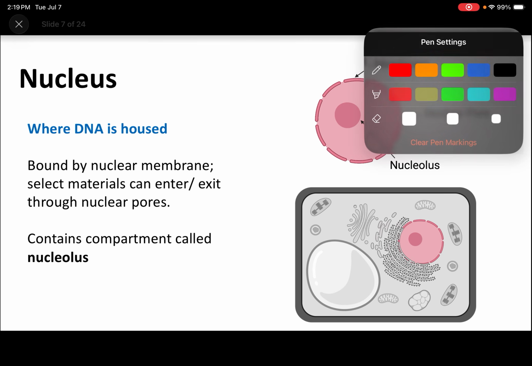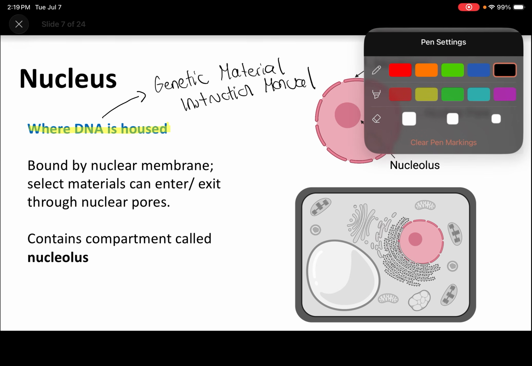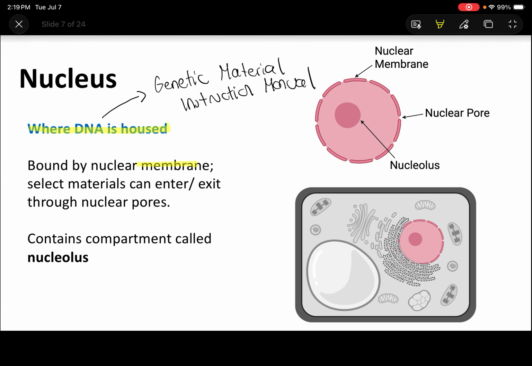The primary function of the nucleus is that this is where DNA is housed. Remember, DNA is our genetic material. This is our instruction manual for how to build us. The nucleus is membrane-bound, with a nuclear membrane that only select materials can pass through, and we call these nuclear pores. They're like little holes in the nucleus that allow some things to come in and out.